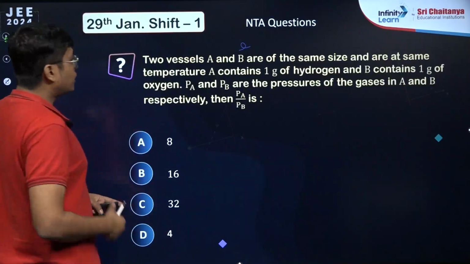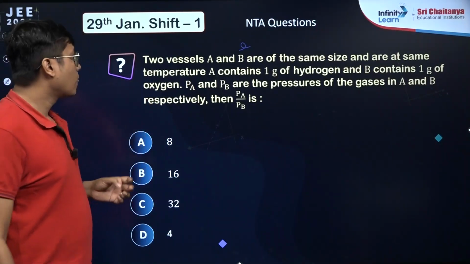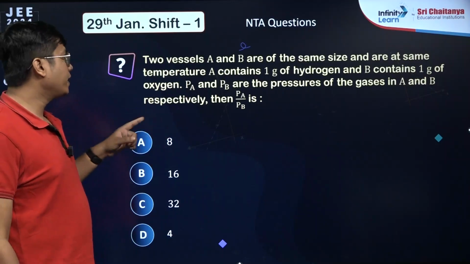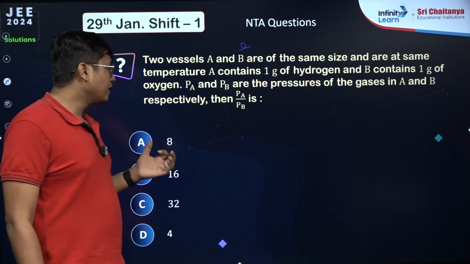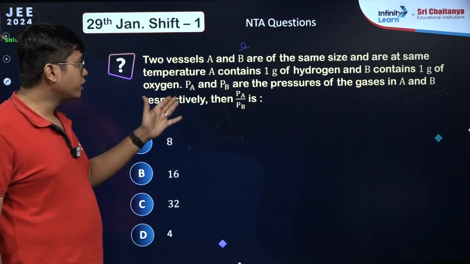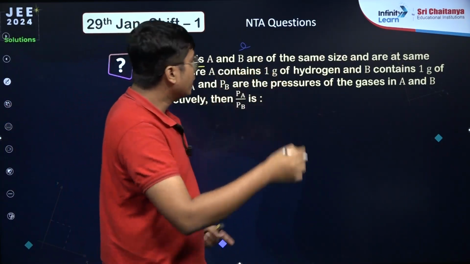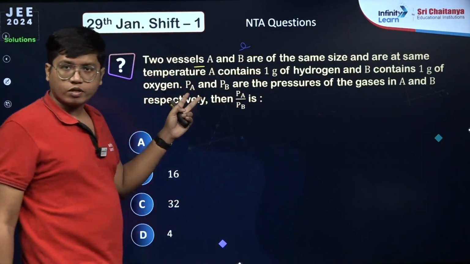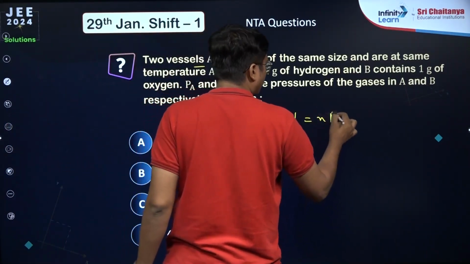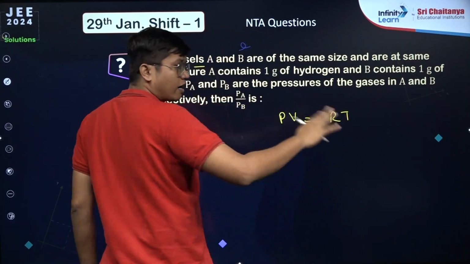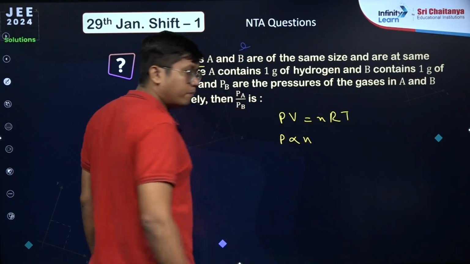Next question says that two vessels A and B are of the same size and are at the same temperatures. A contains 1 gram of hydrogen, B contains 1 gram of oxygen. PA and PB are the pressures of the gases in A and B respectively. Then what is the ratio of PA to PB? Now the same vessel means they have the same volume and they are also at the same temperature. So if I think about the relation PV equals nRT for both of them, V and T are constants. So the only thing that the pressure is going to depend on is the number of moles.